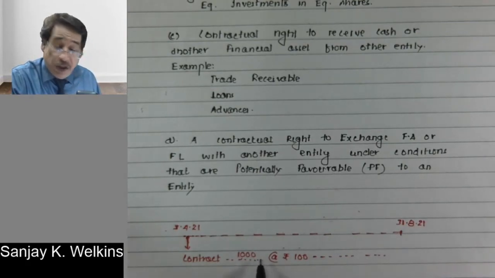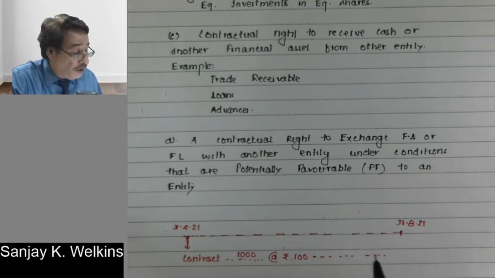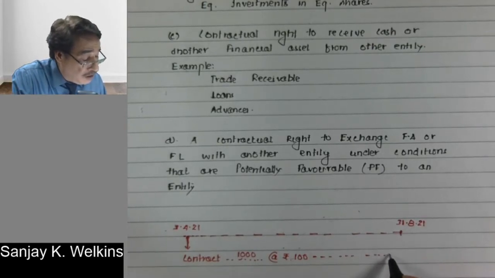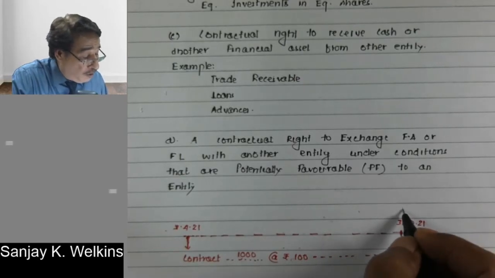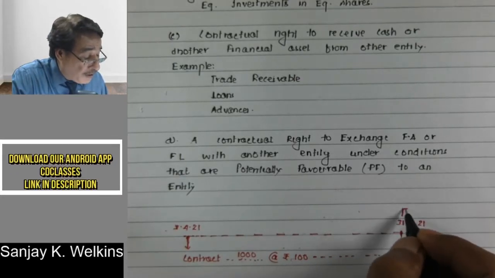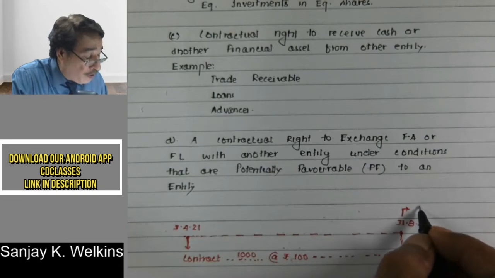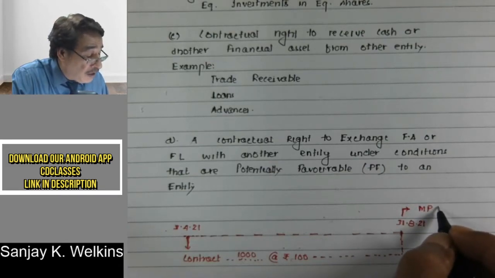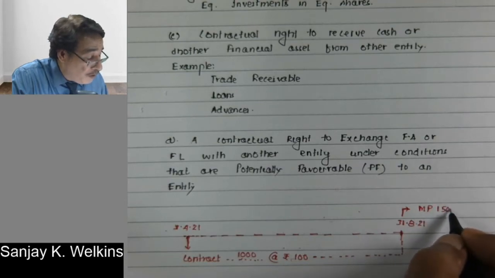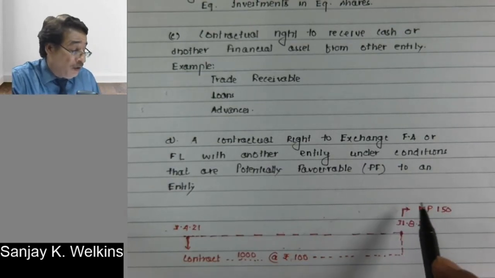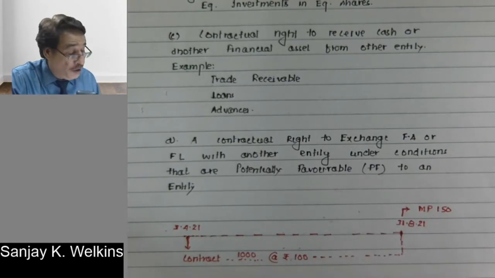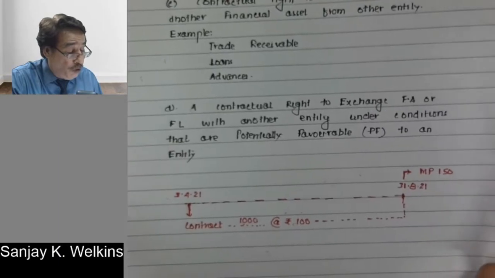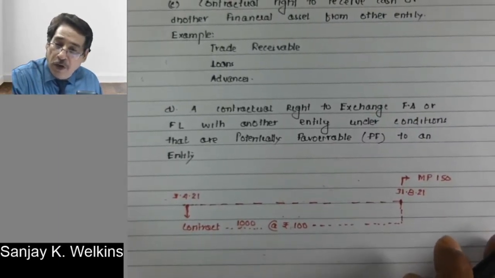I will buy the share at the rate of 100. This is the contract. Now try to understand. This is the settlement date. Now let us say on this date, the market price of these shares is, let us say, 150. In the market, the price of these shares is 150, but as per the contract, I can buy these shares at the rate of 100 only.